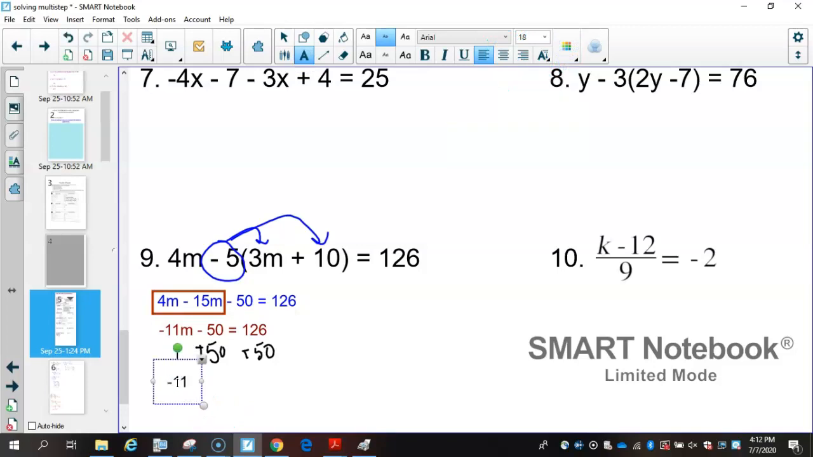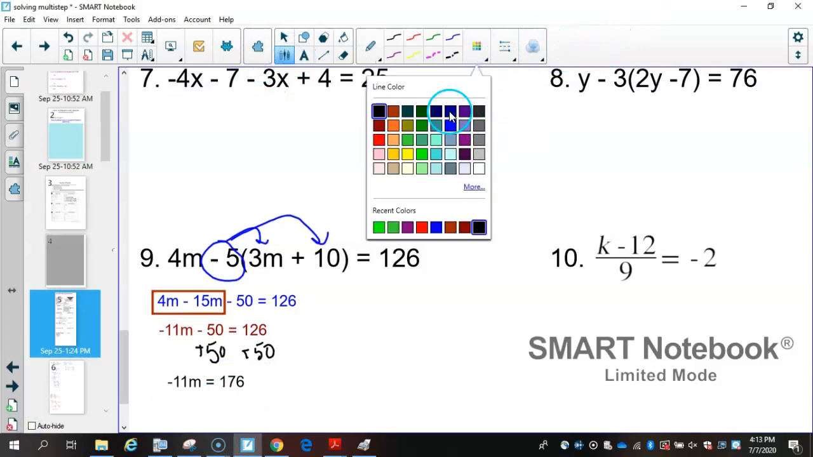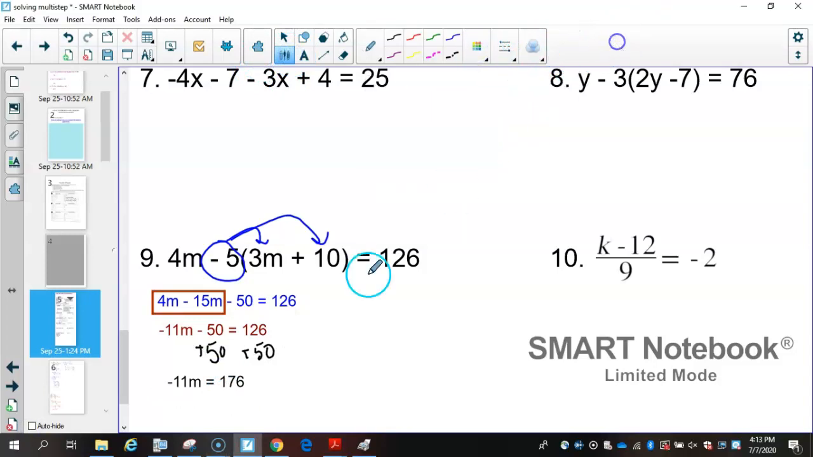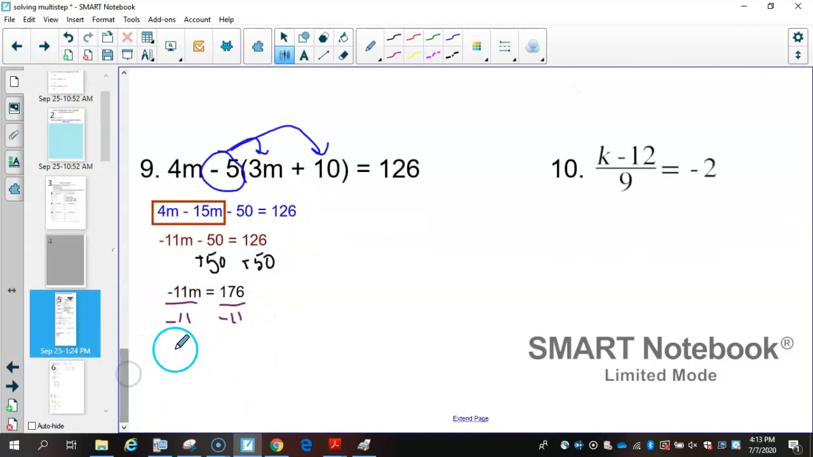So negative 11m equals 176. And then divide both sides by negative 11. And we should get m equals negative 16.